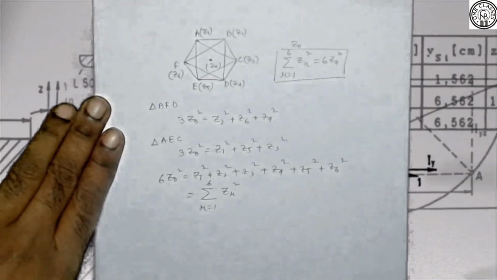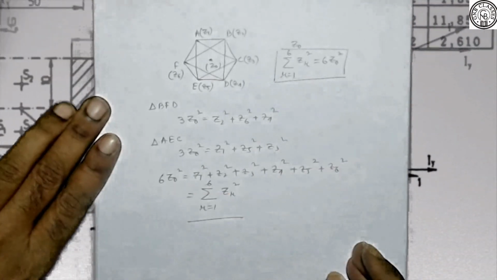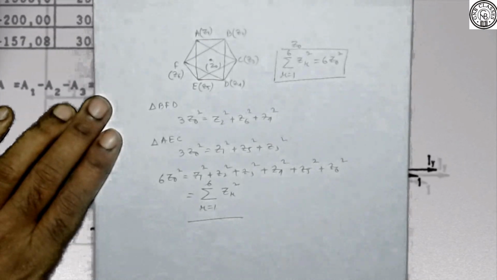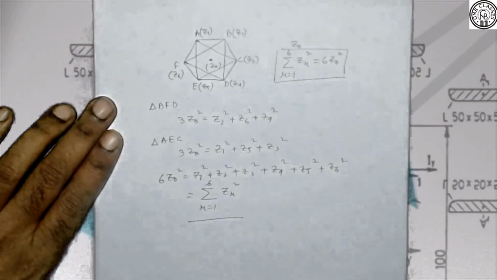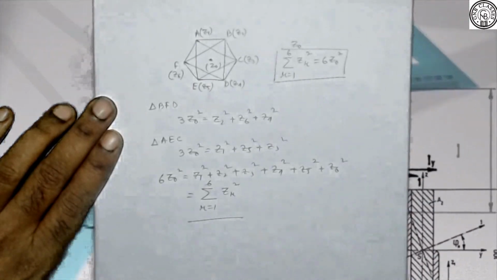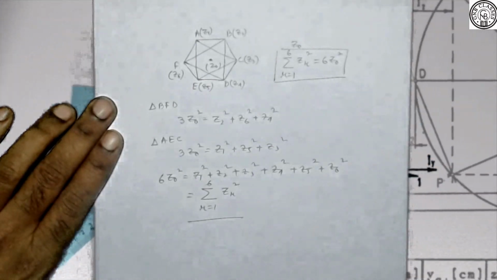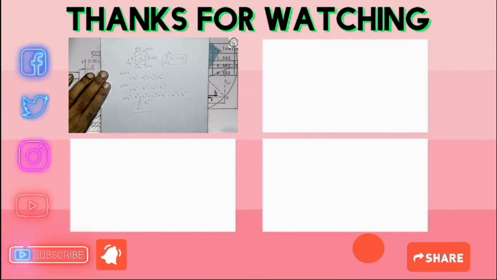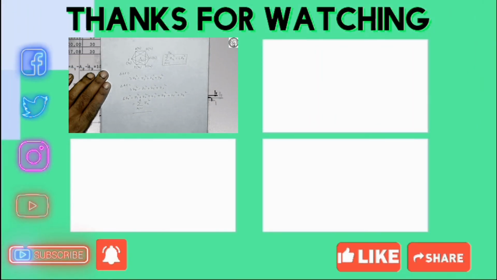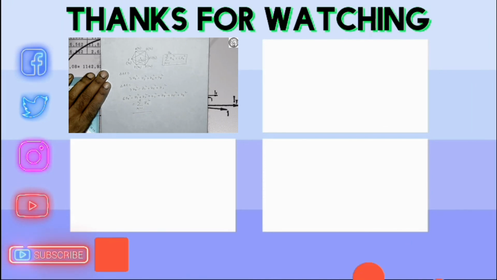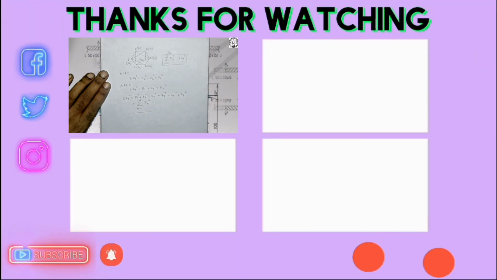Is it clear? This is how we can prove this kind of problem if we can remember the centroid property of any equilateral triangle: 3Z0 square equals Z1 square plus Z2 square plus Z3 square. This little formula, where Z1, Z2, Z3 are the three vertices of that equilateral triangle. Is it clear to all of us?